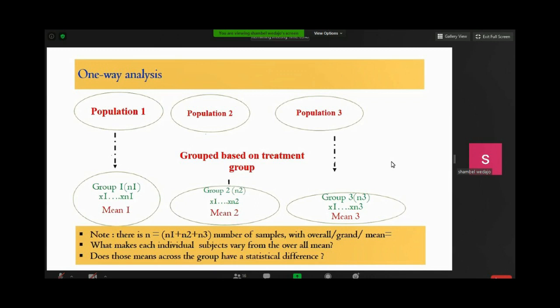That those means across the group have a statistical difference, and the question is, does mean 1 differ from mean 2, or does mean 1 differ from mean 3? Does mean 2 differ from mean 3? ANOVA is just an overall test. Those means have a variation in common, but we don't know which mean varies. This test is what we call the ANOVA test.